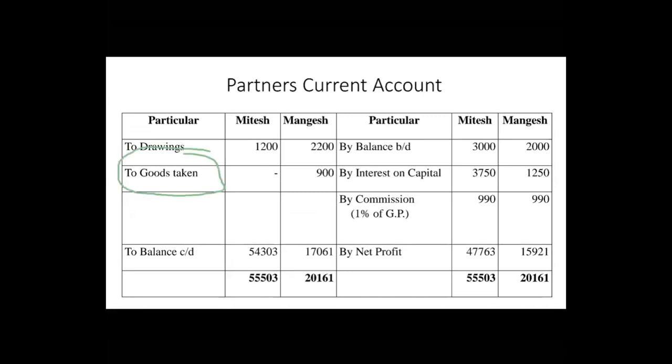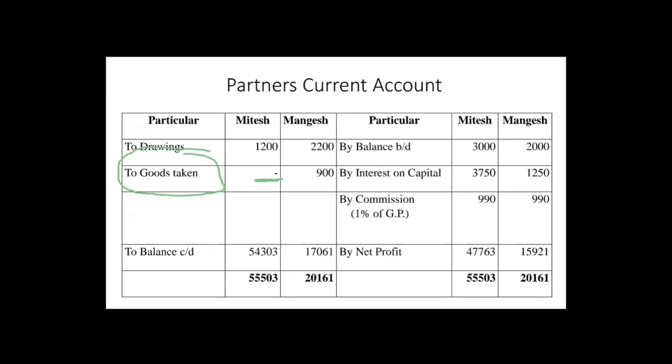Okay, on the debit side of the partners current account you will going to write: To Goods Taken, rupees 900, which is there in the second column, Mangesh's. So in the first column there will be a dash, because who is taking the goods? Mangesh is taking. That's why the amount will be recorded in the second column, that is Mangesh's column. And in the first column you will put a dash because Mitesh is not taking anything.